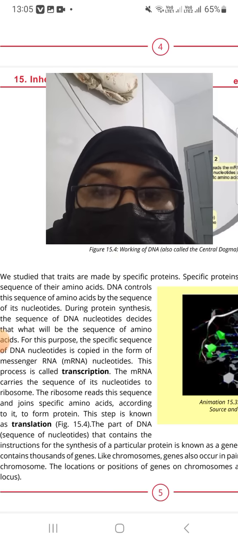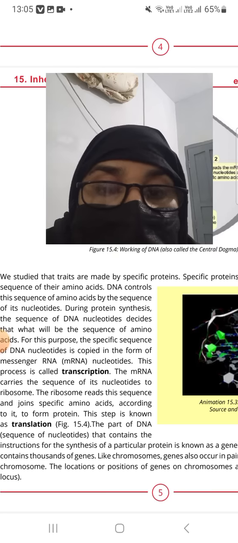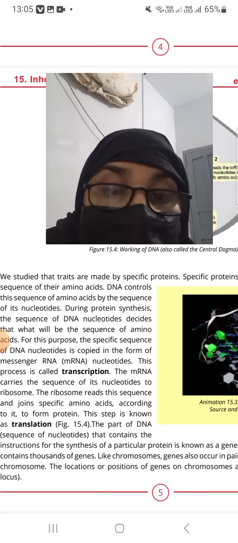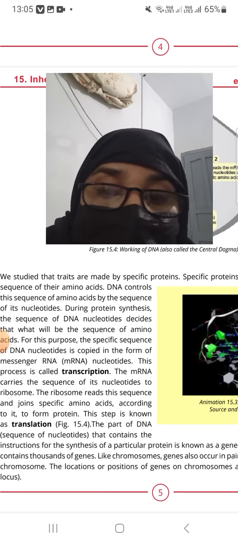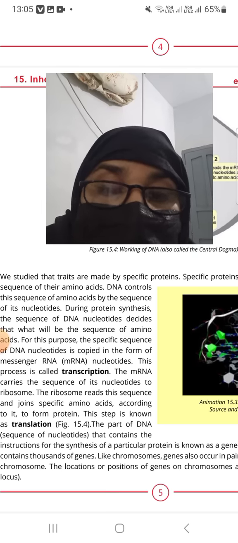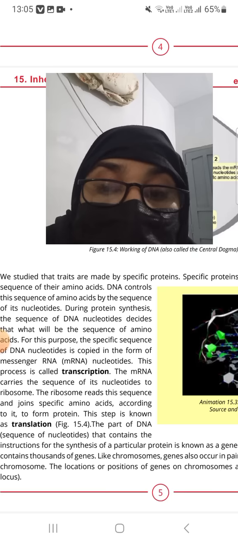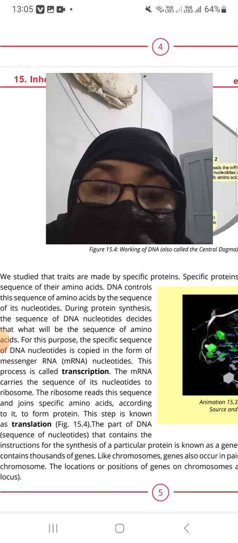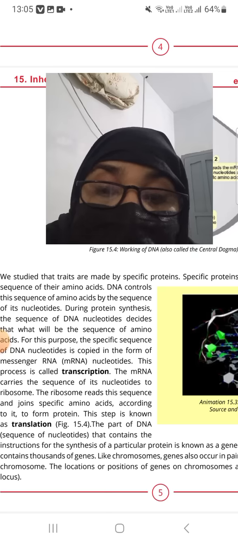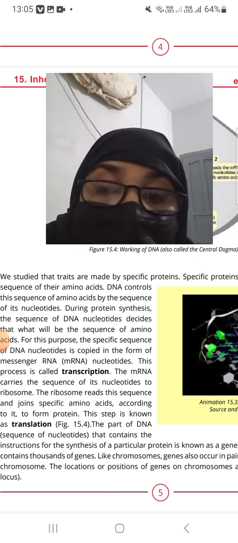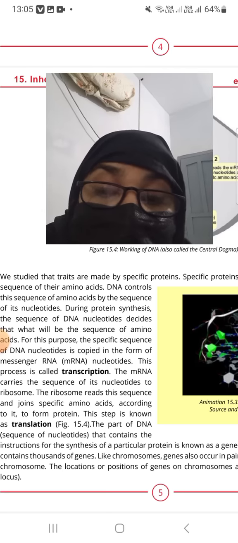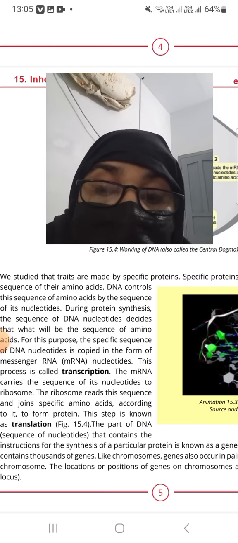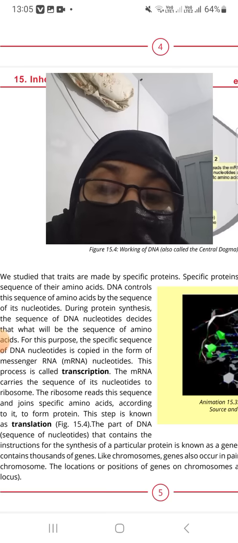This topic is figure 15.4, where DNA, also called deoxyribonucleic acid, ensures that proteins are made by a specific portion and sequence of amino acids. DNA controls this sequence of amino acids. That sequence is in its nucleotides. During this portion, the sequence of DNA nucleotides is copied into the sequence of messenger RNA, mRNA.